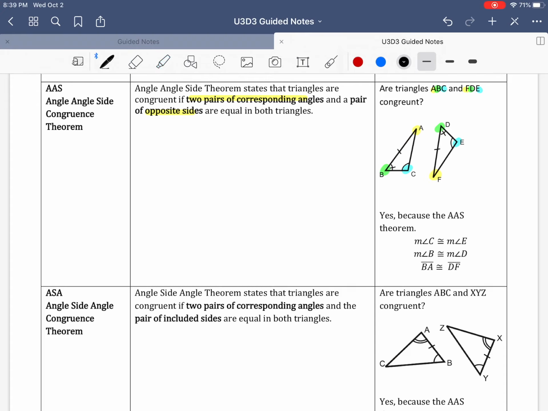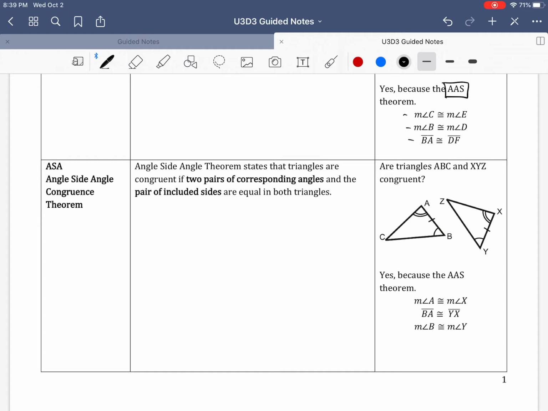You can also tell here that we have an angle, and a side, right? So here are our three statements, and because we have an angle and a side that are congruent, similarly here, an angle and a side, we know that these two triangles are congruent because of our angle, angle, side theorem.